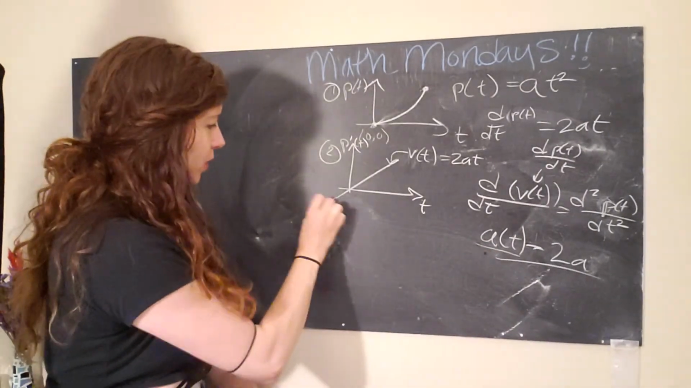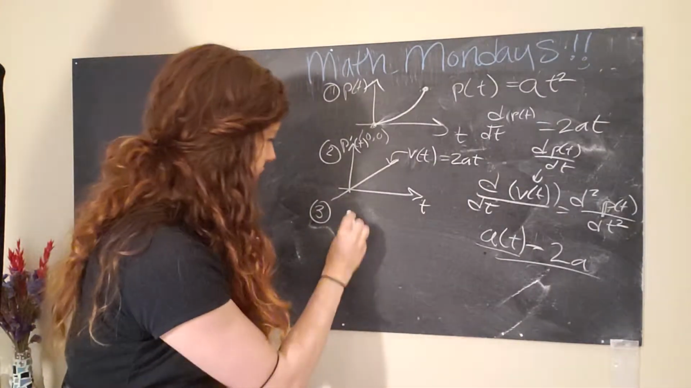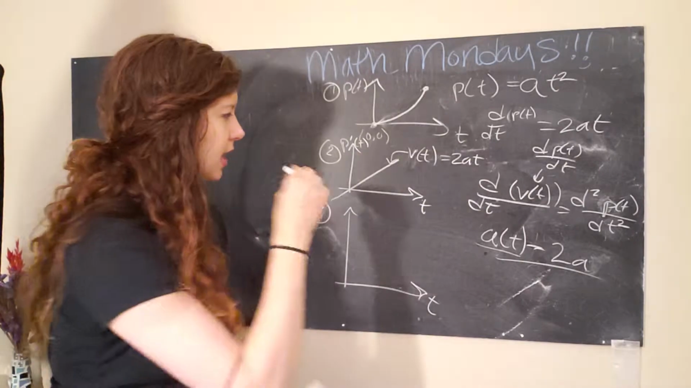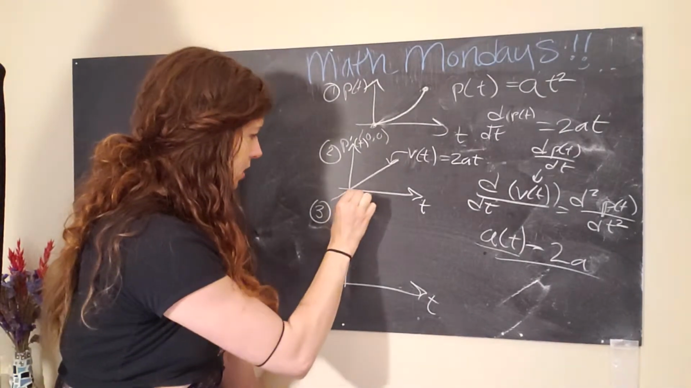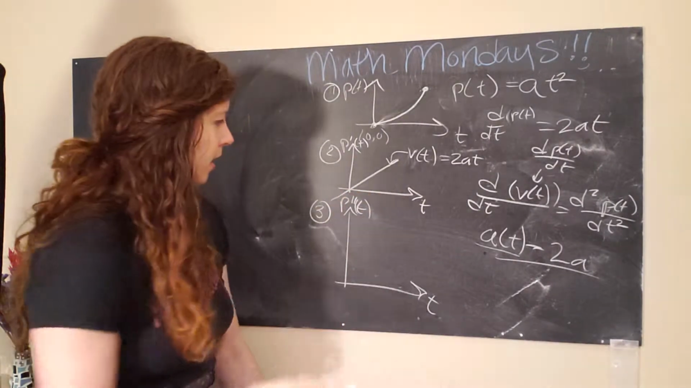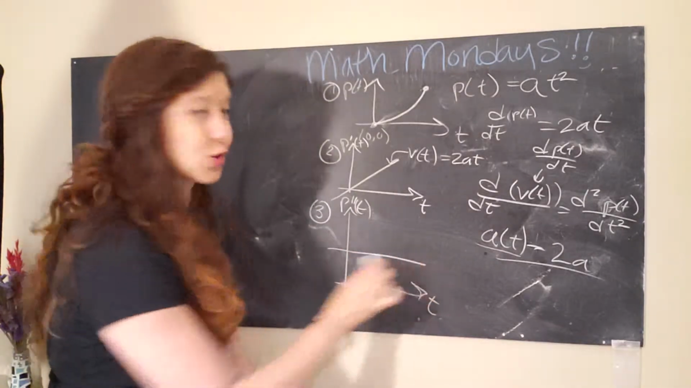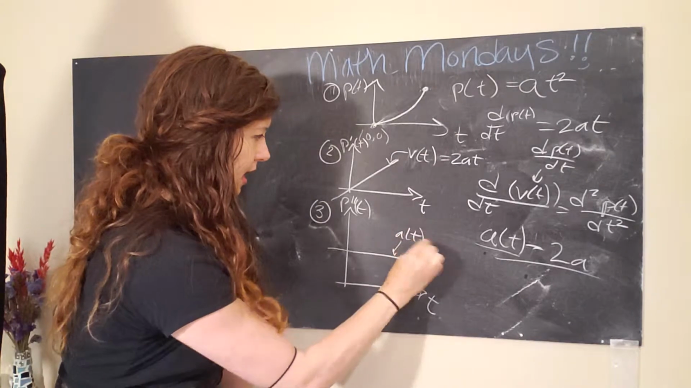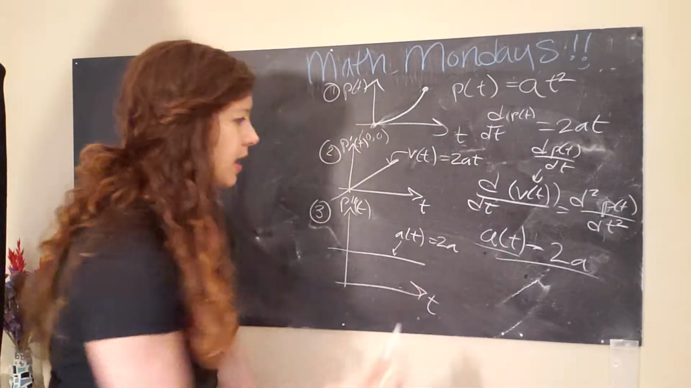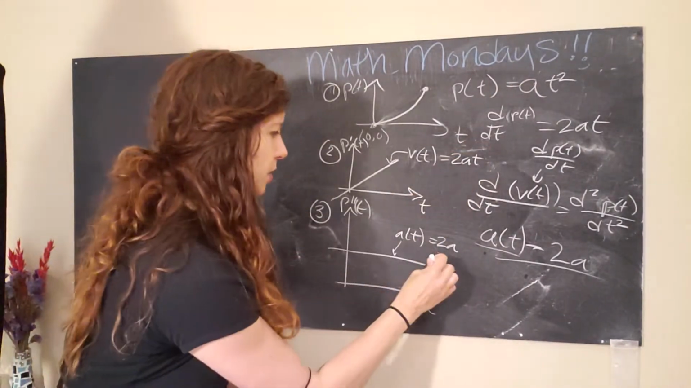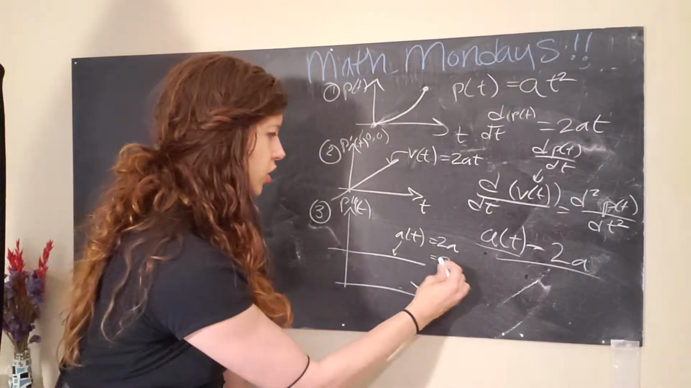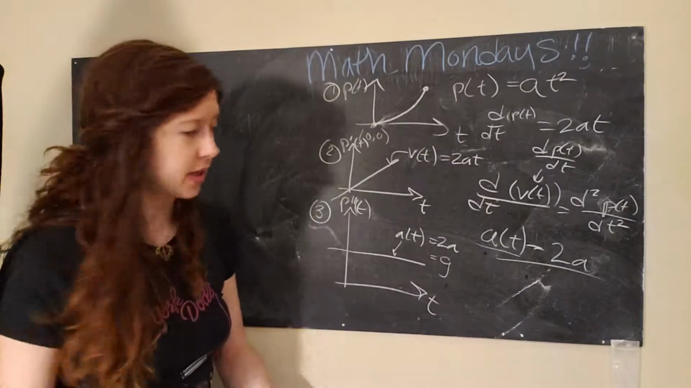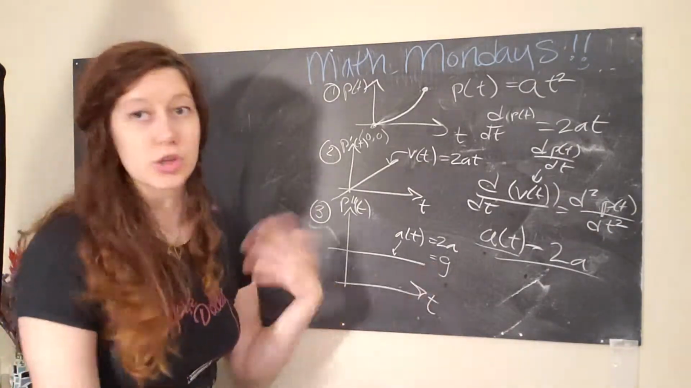Okay, and so now we can ask, what does that look like? So again, t is on the horizontal axis, and we have p double prime of t, which is just going to be a straight line, because in this case, our acceleration, a of t, equals 2a. So this could be, I don't know, g or something like that, the acceleration due to gravity on Earth, which is constant.